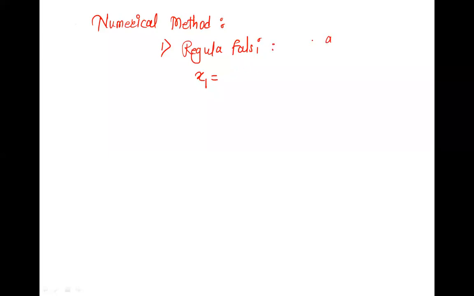we need A and B such that f of A and f of B are of opposite signs. One should be negative, one should be positive. If they are of opposite sign, we can say that root lies between A and B. If that is fixed, then we can write the formula as regula falsi.